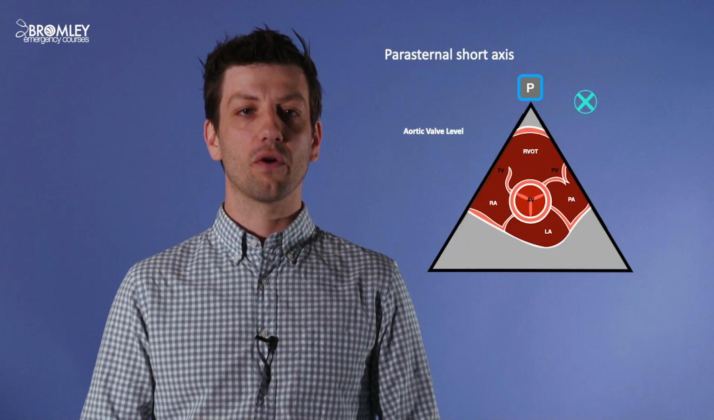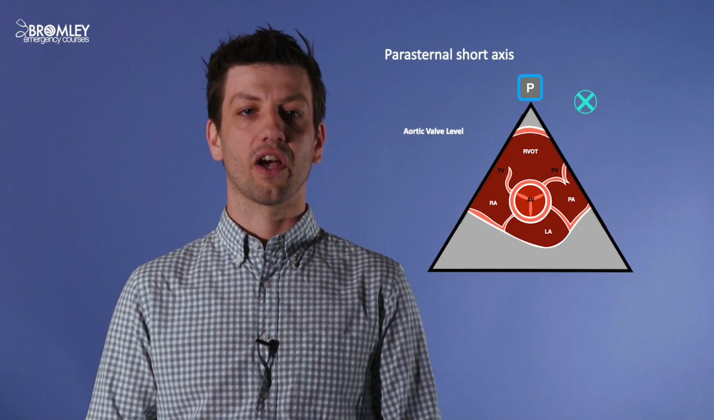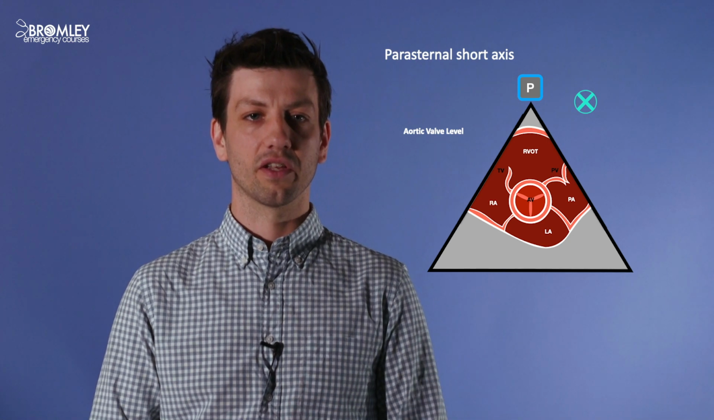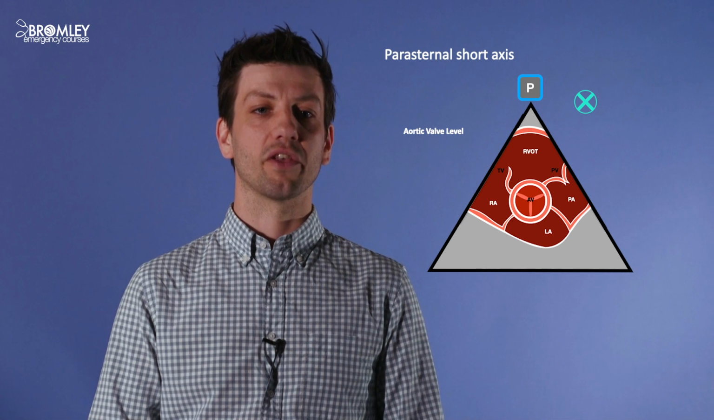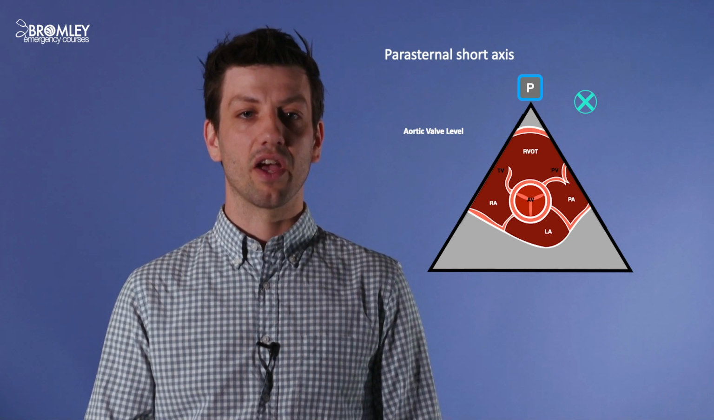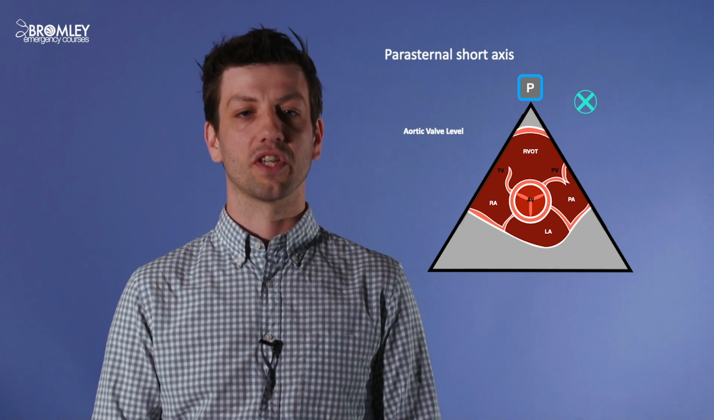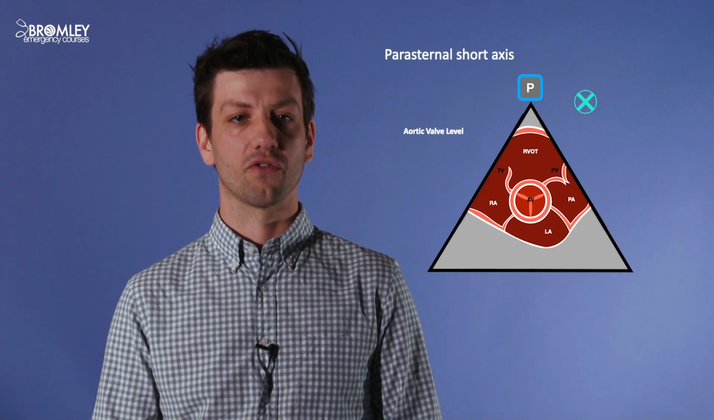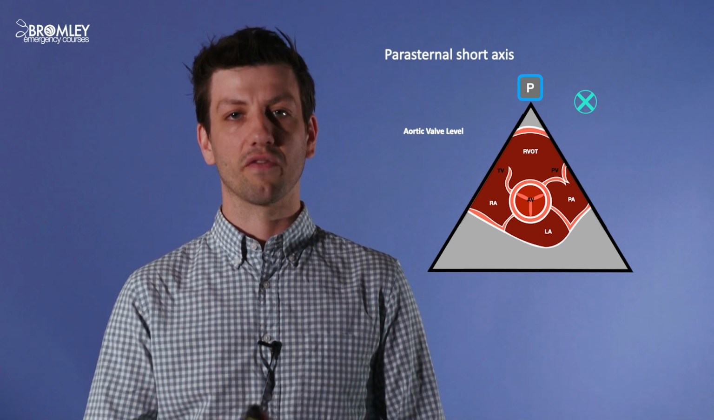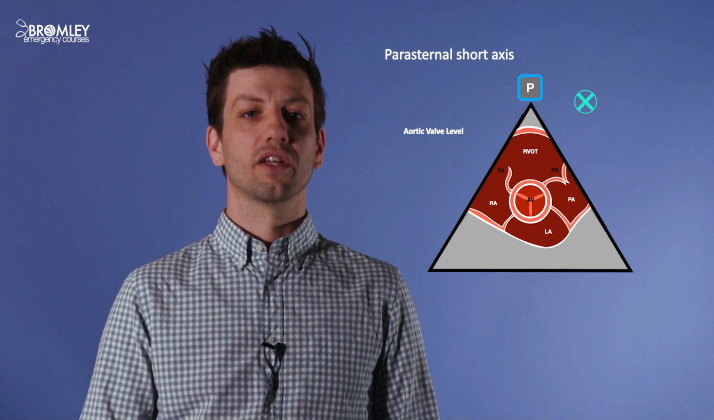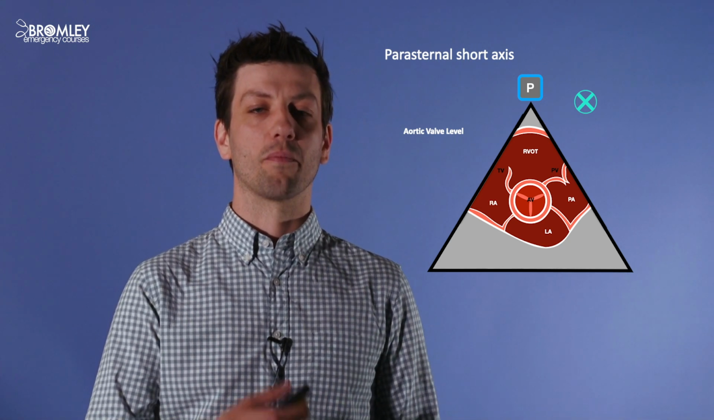At the aortic valve level, you'll see the aortic valve in the center of the ultrasound image. Below that, so deeper to that, you'll see the left atrium, and then wrapping around that aortic valve, you'll see the right side of the heart. So the right atrium, the tricuspid valve, the right ventricular outflow tract, the pulmonary valve, and then the pulmonary artery.